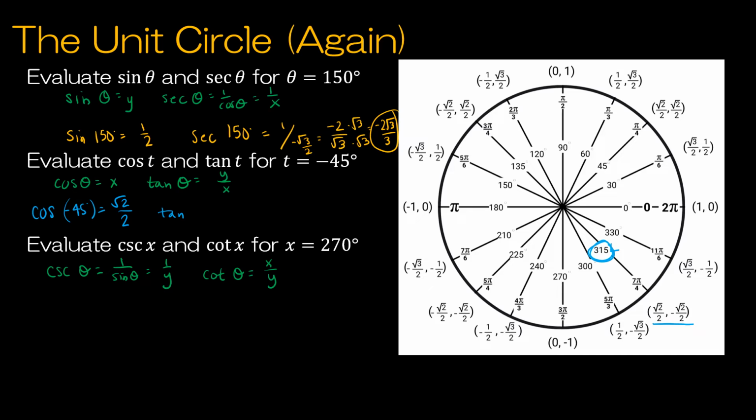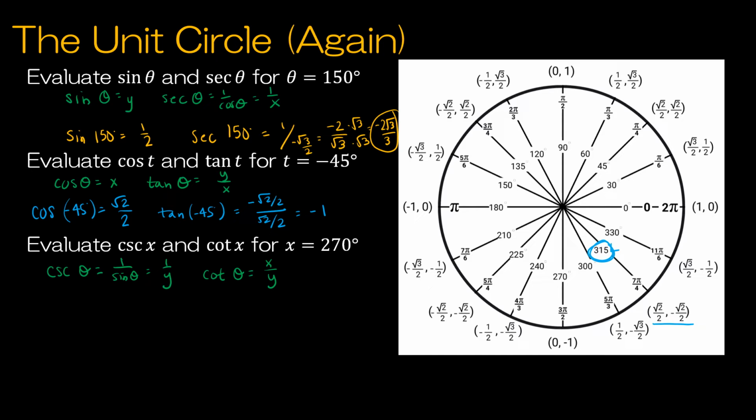Tangent of negative 45 degrees is y divided by x, so it's negative radical 2 divided by 2 divided by radical 2 divided by 2, which is going to give me negative 1.